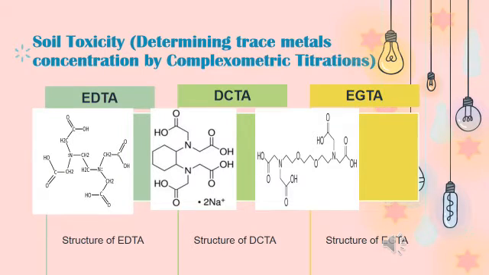The soil toxicity level is checked by determining the concentration of trace metals by complexometric titrations. It is run by using any of the three given complexes. We can use EDTA, DCTA or EGTA. The structures of these complexes are shown in this slide.